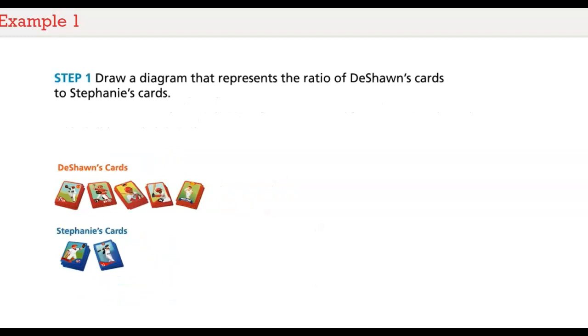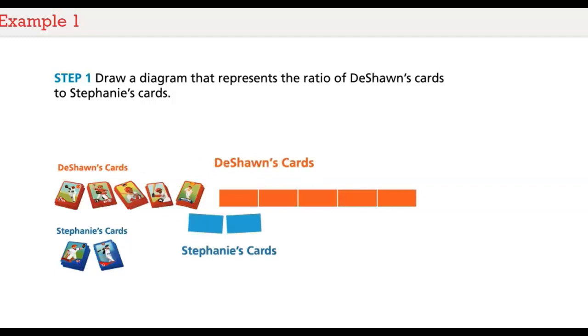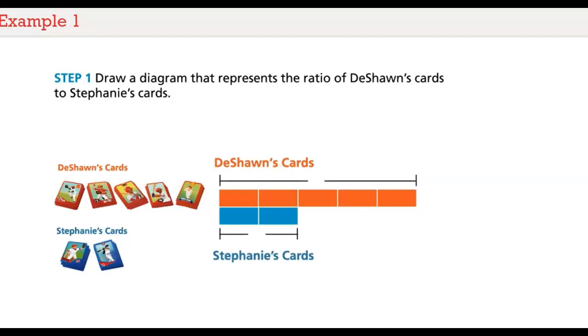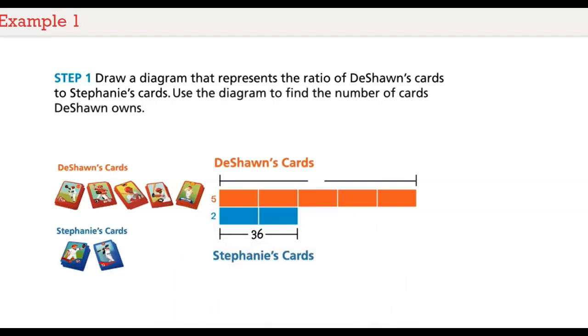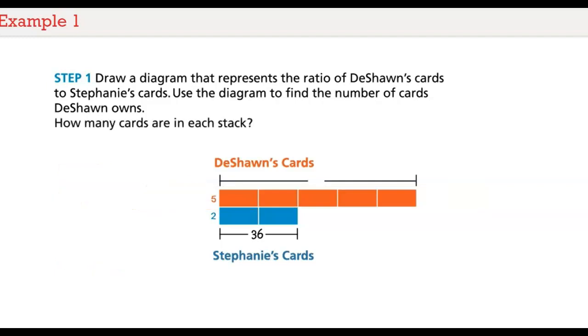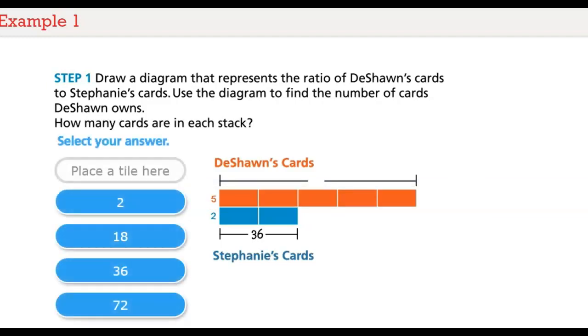Step 1. Draw a diagram that represents the ratio of Deshaun's cards to Stephanie's cards. We know that the ratio of Deshaun's cards to Stephanie's cards is 5-2, and that Stephanie has 36 cards. Use the diagram to find the number of cards Deshaun owns. How many cards are in each stack? Select your answer.